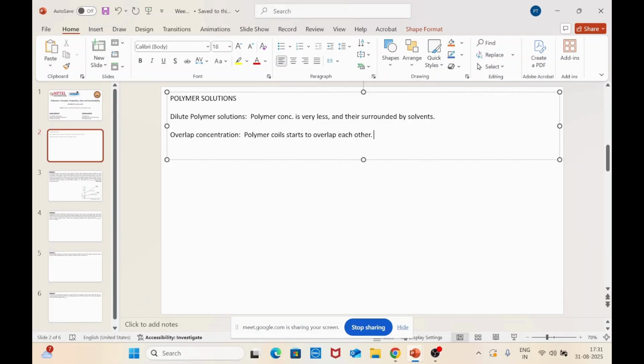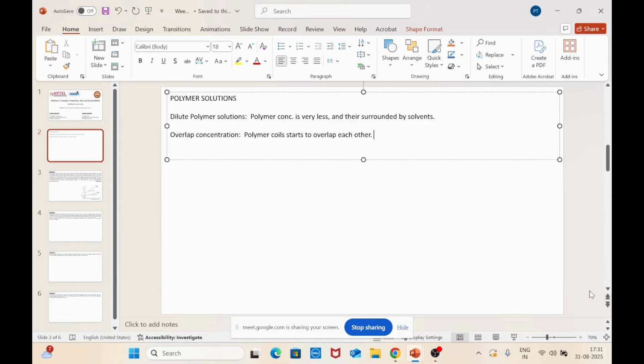So this concentration at which the polymer coils in the polymer solution or in the solvent start to overlap each other is called the overlap concentration. In a dilute polymer solution, the polymer-solvent interactions become a major, important factor that we need to discuss. The interaction between the polymer and the solvent typically determines the size and the shape that they will take up in that particular solvent.